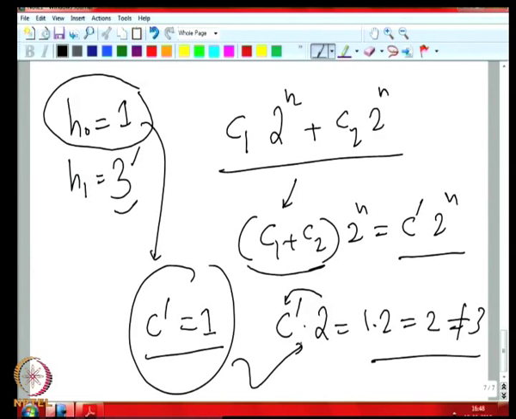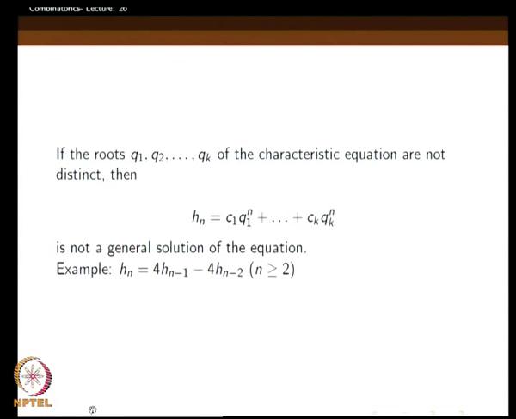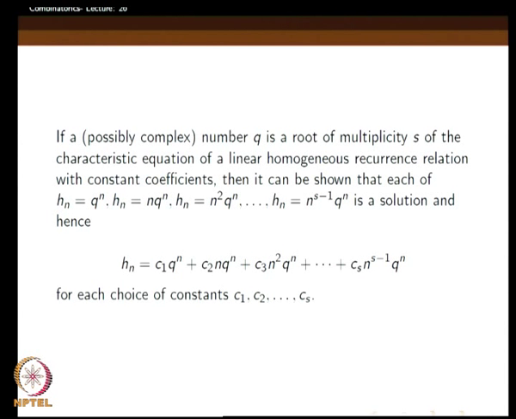So you can see that when there are repeated roots, it is not working out, right. So it may not give a solution. So there is a technique to circumvent this.